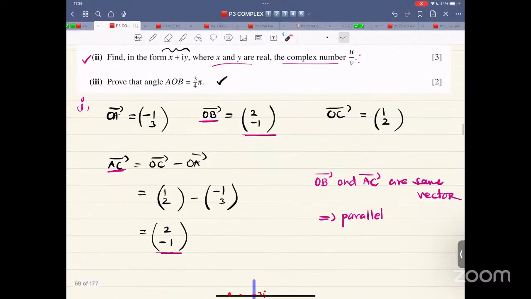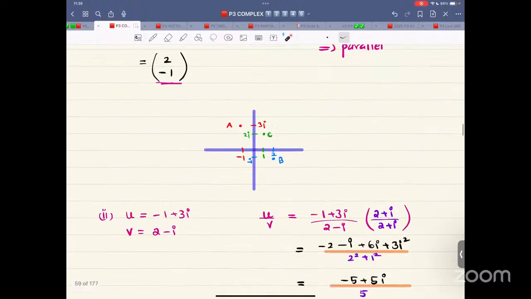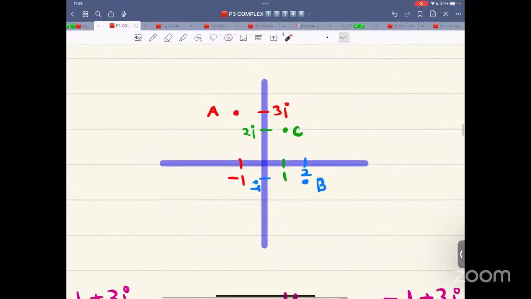So now this is basic vectors. So OB is there. What is AC? That's OC minus OA. That is 2 minus i, this is 2 minus i. So they are exactly the same vector. You can say parallel vector, same magnitude. So now I have plotted this thing. This is A. This is B. This is C over here, something like this.